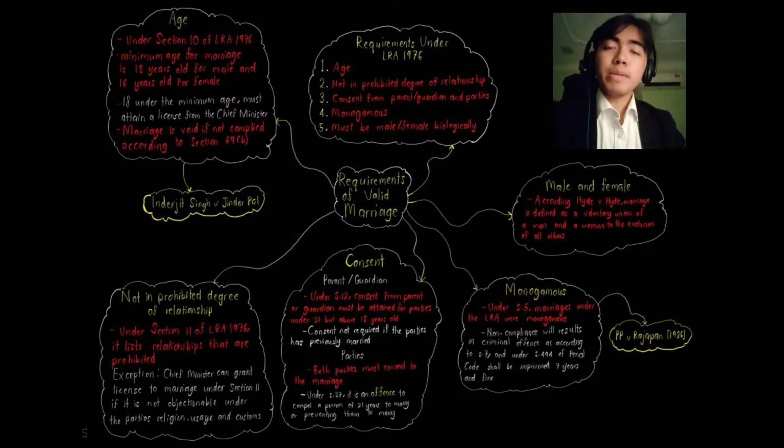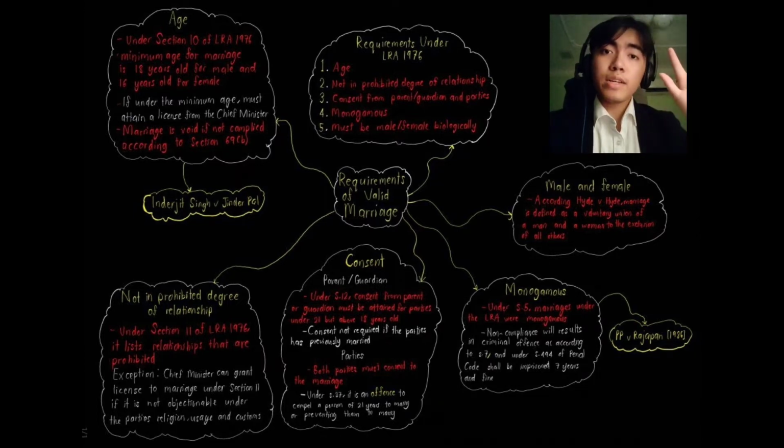The second requirement is that it must be a marriage that is not in prohibited degrees of relationship, which is stated under Section 11 of the Law Reform Act 1976, which lists the relationships that are prohibited. However, there is an exception made where the chief minister can grant license to marriage under Section 11 if it is not objectionable under the parties' religion, usage, and customs.